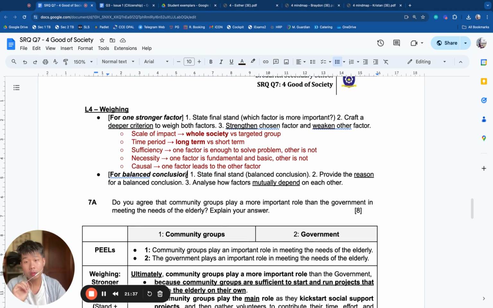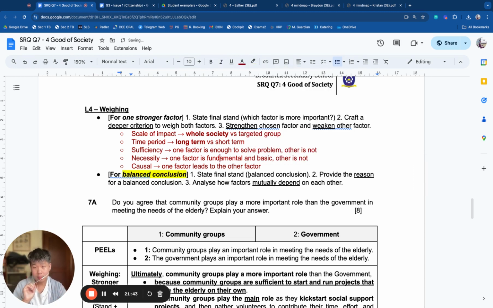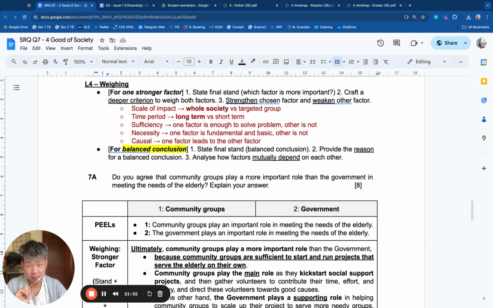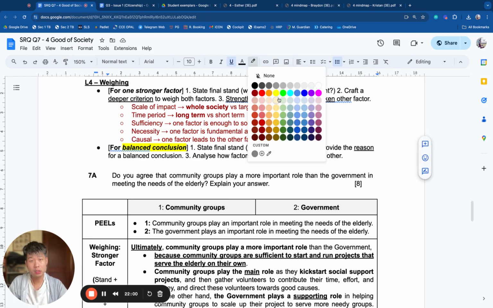Okay, today I want to talk about balanced conclusion, which is the second type of weighing, and this one is interesting and it's very intuitive, but you need to learn how to explain it, because otherwise you reduce your argument into a circular argument. So for balanced conclusion, you state final stand, you provide the reason for the balanced conclusion, and you analyze interdependency. Very important for balanced conclusion.